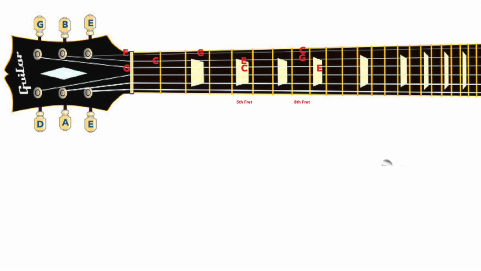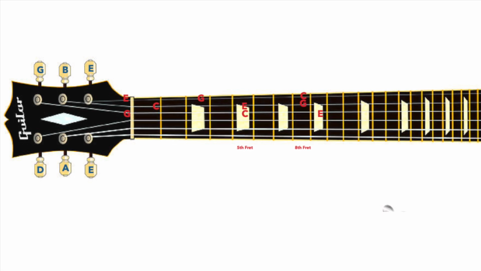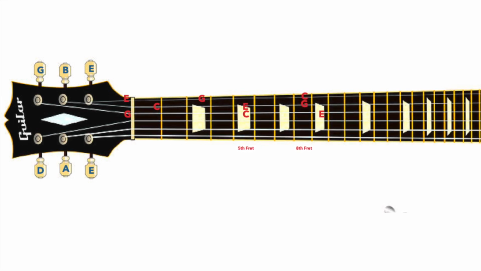Now each of these configurations is called an inversion. An inversion meaning an order of notes. So at the nut, we get a G, a C, and an E. Logically, I don't want to start there. Logically, I want to start at the 5th fret because that's where we get things in order. So it's just easier to think about it.